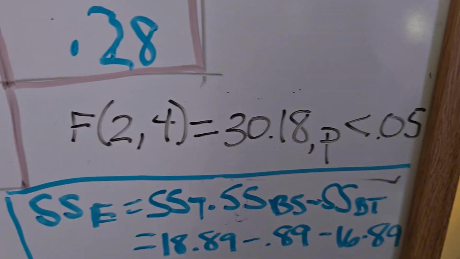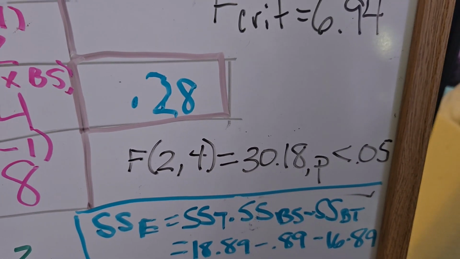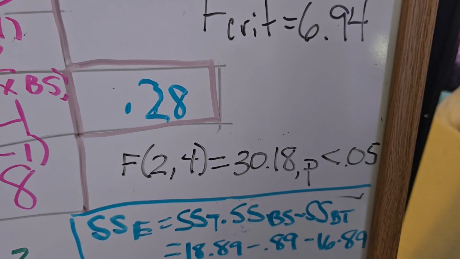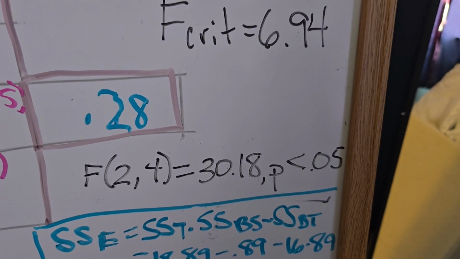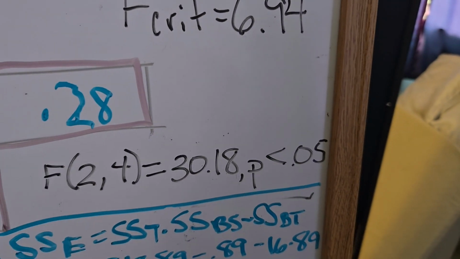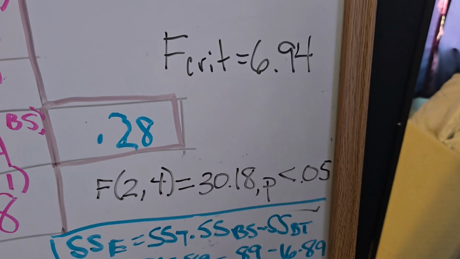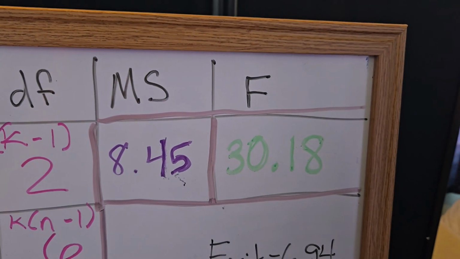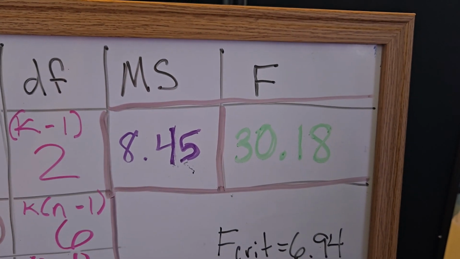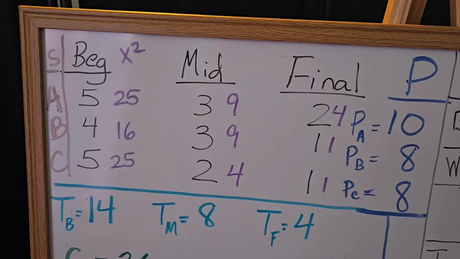I'm running out of space, so I put it right here. You'd put capital F, italicized, and then in parentheses, your degrees of freedom, 2, 4, equals 30.18. After the comma, you put your statistical significance information, p less than 0.05. If the p is less than your alpha, that means you have a statistically significant result. So our overall, or omnibus, result is statistically significant. That means there is at least one significant difference among the means for each time point.